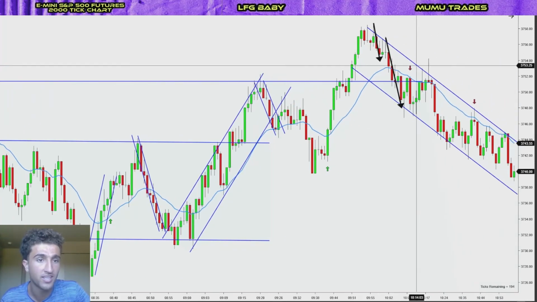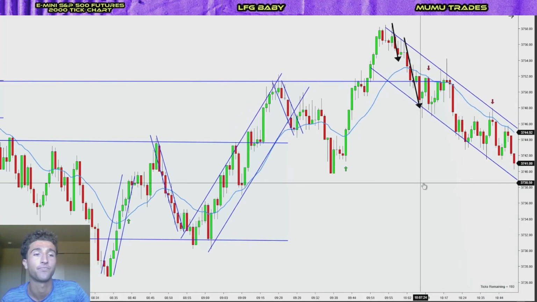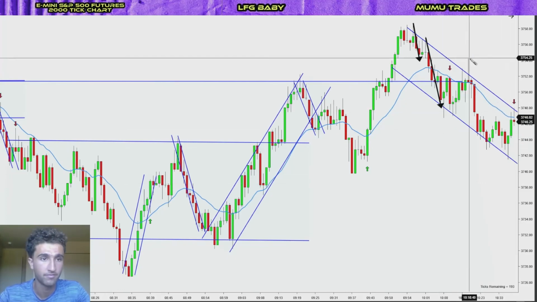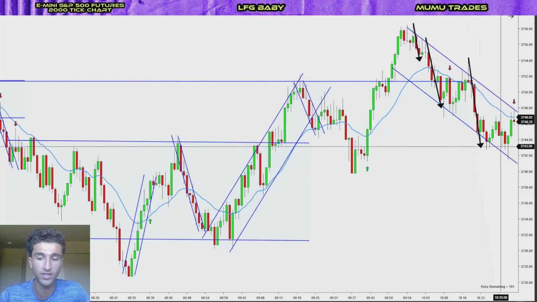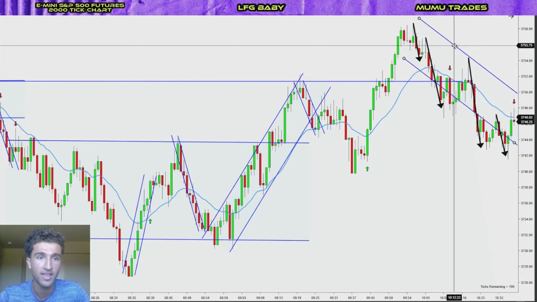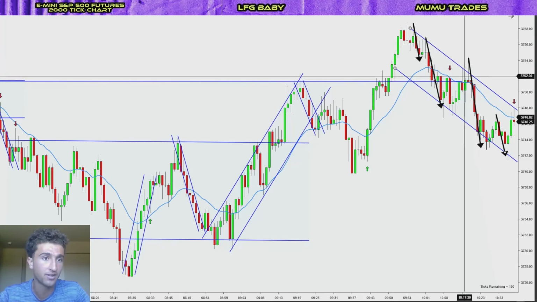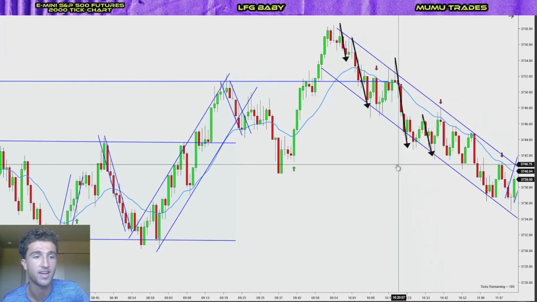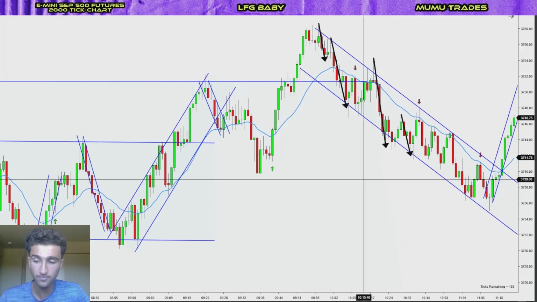So now we keep pushing lower. And what we have here is another failed second entry long. One leg down, another leg down, bear signal bar at this trend channel, confirming the trend channel, bear signal bar, close below the EMA. Nice trade once again.